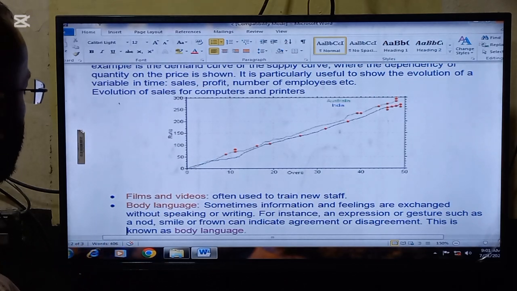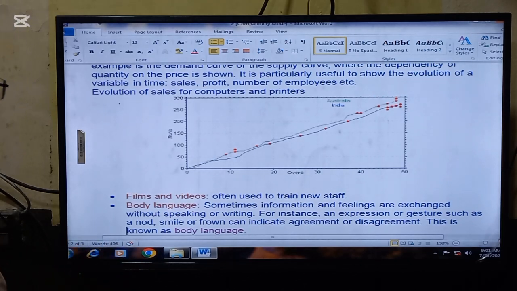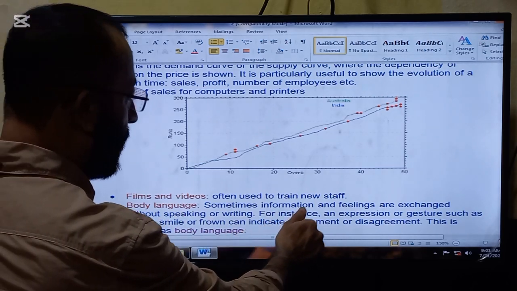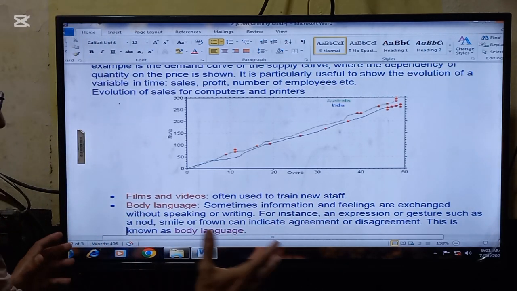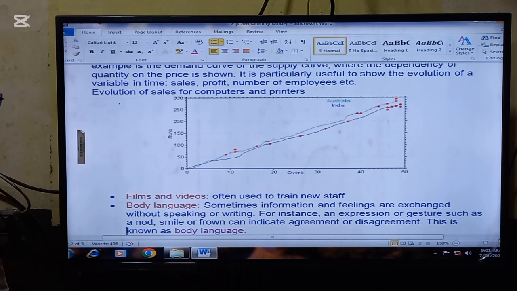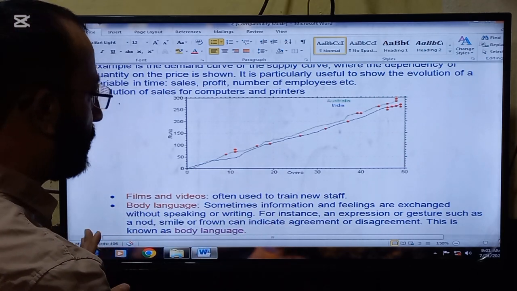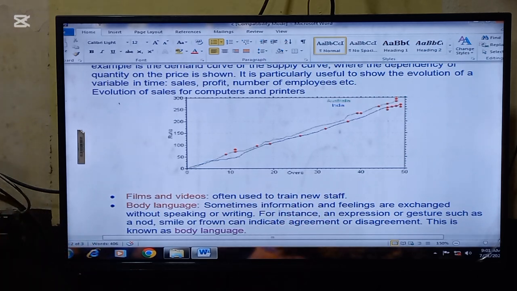The next form of visual communication is films and videos, often used to train new staff. So whenever you have new staff in your organization, films and videos are a very good source of communication to train them. The next form of visual communication is body language.